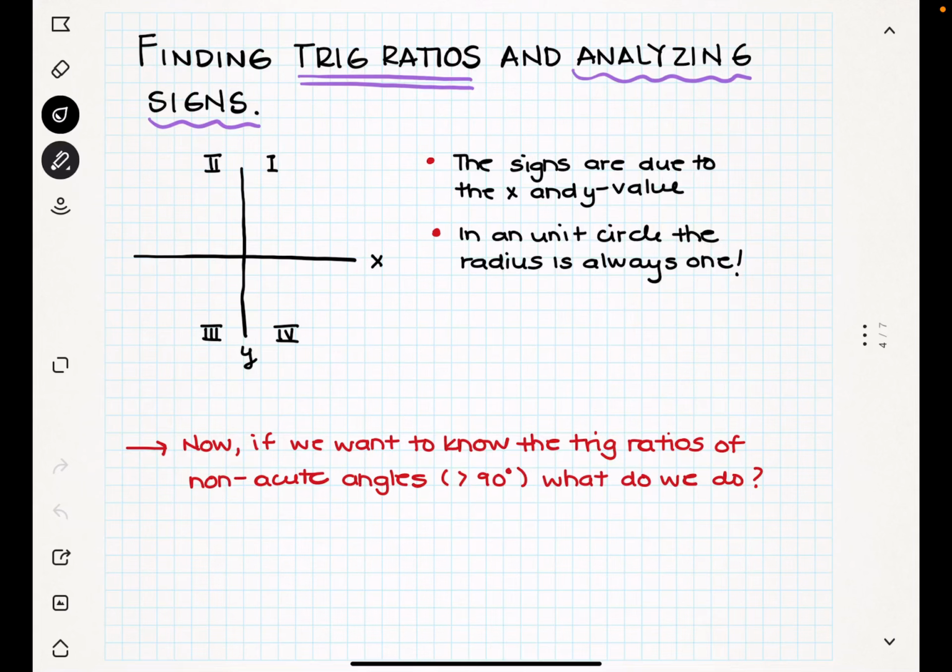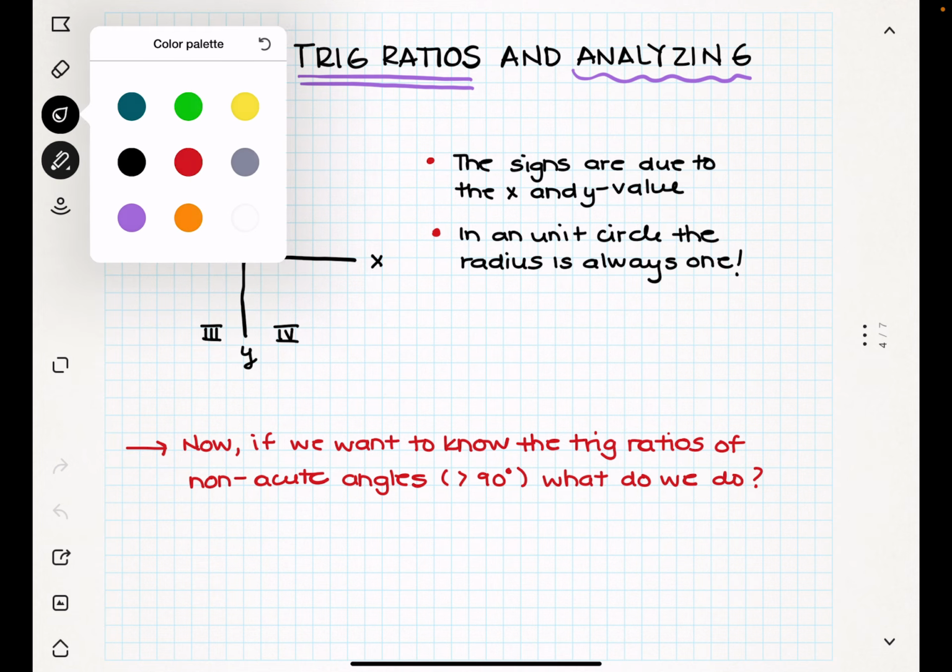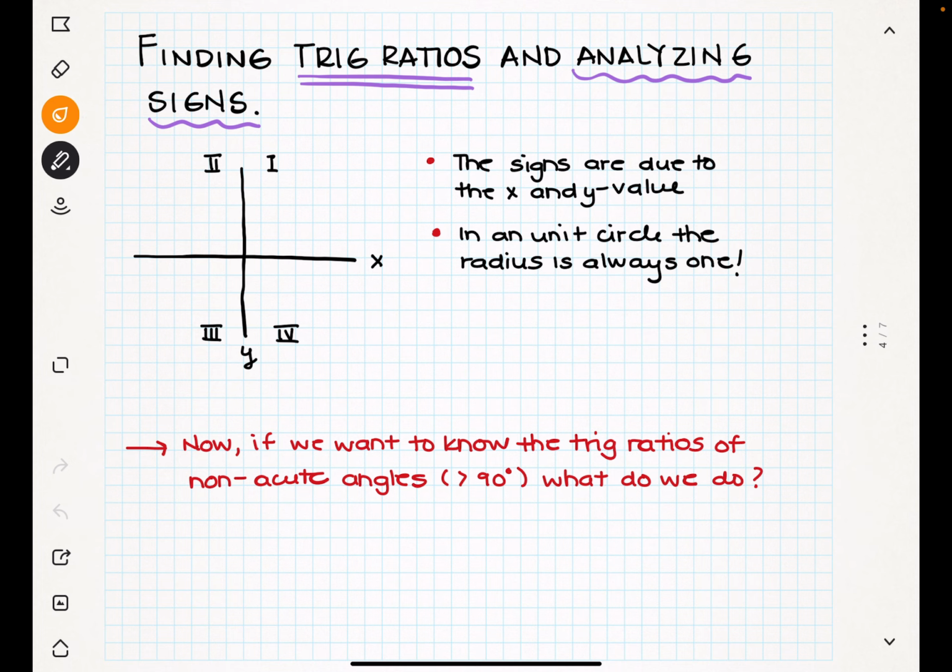For this video, we're going to be finding trig ratios by analyzing signs. To start with, let's remember our quadrants. We are in quadrant 1, and my x value is positive, and my y value is also positive, right? It is usually the quadrant where we work at the most.